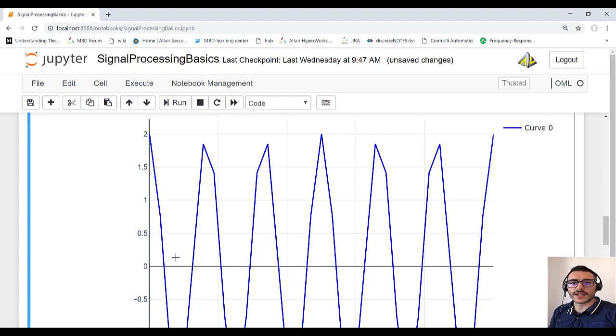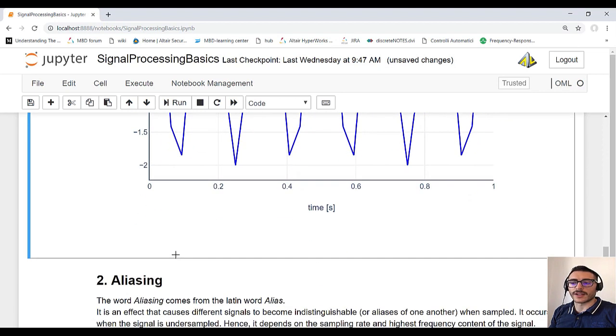So what we're seeing with this example is that by increasing the sample time or decreasing the sampling frequency with respect to the frequency of the signal, we get a representation in time domain which is not that accurate. And this conclusion was pretty obvious. But what happened with the frequency content of the signal?